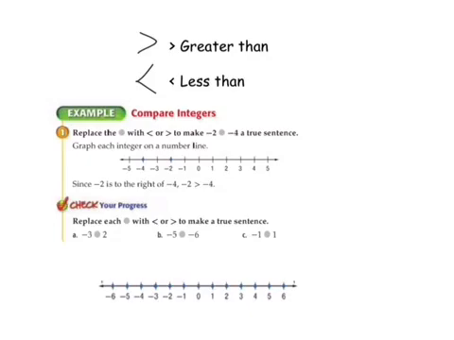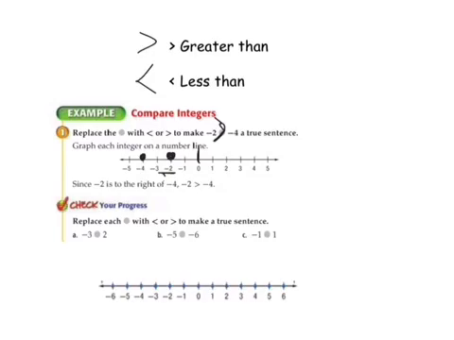So looking at comparing integers, we're going to replace the circles with either the greater than or the less than sign to make -2 and -4 a true sentence. So let's look for the integers on our number line. We have -4 and we have -2. Which one is closer to 0? -2 is closer to 0. So that makes -2 greater than -4.